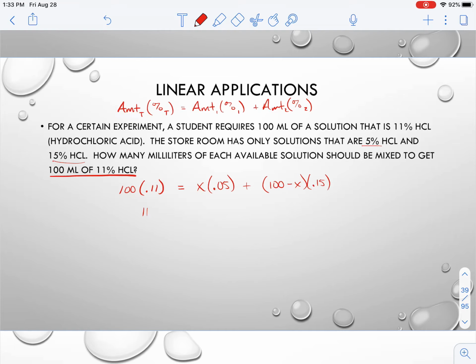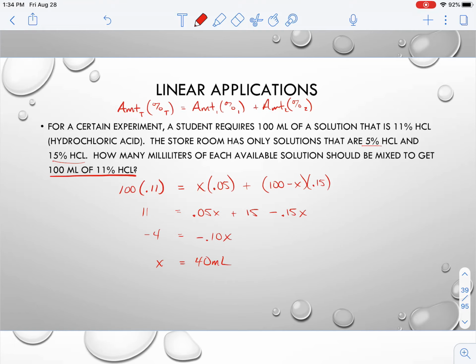So at this point now I'm going to multiply, and I'm going to try to combine some like terms here. So we're going to get 11 equals 0.05x plus 15 minus 0.15x. If I subtract 15 from both sides, I get negative 4 equals negative 0.10x. Negative 0.10 is the same thing as negative 1/10. So if I multiply both sides by negative 10, I'm going to get that x equals 40 milliliters.